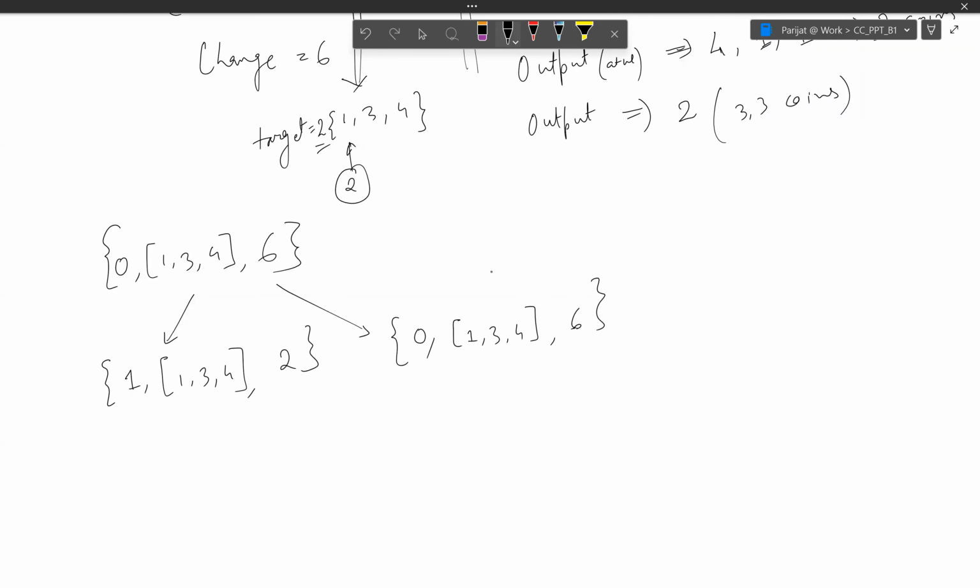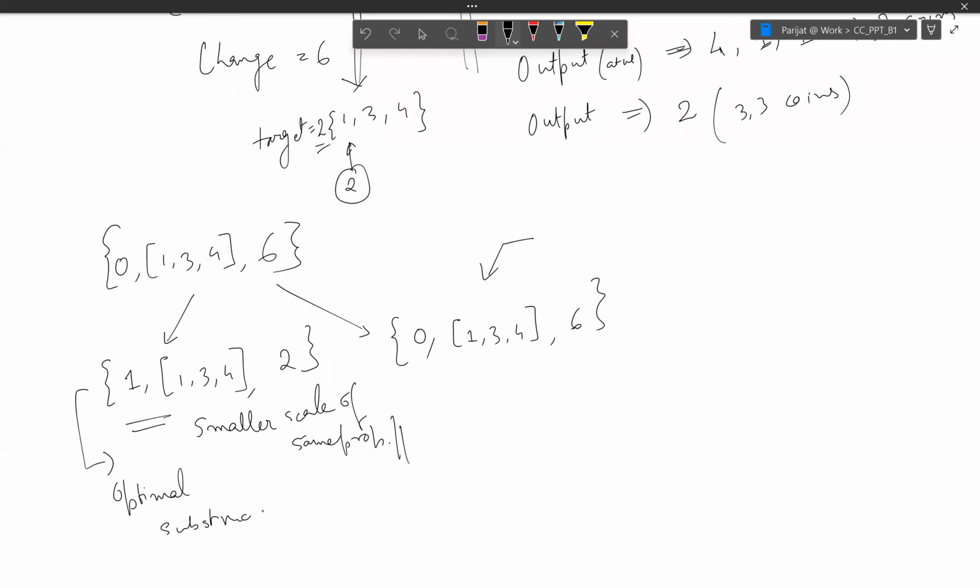Right? So this is basically my same problem, and this is a smaller dimension of the same problem. So this is a smaller scale of the same problem, right? This is also known as optimal substructure. An optimal substructure is a smaller scale of the same problem that can exist, right?